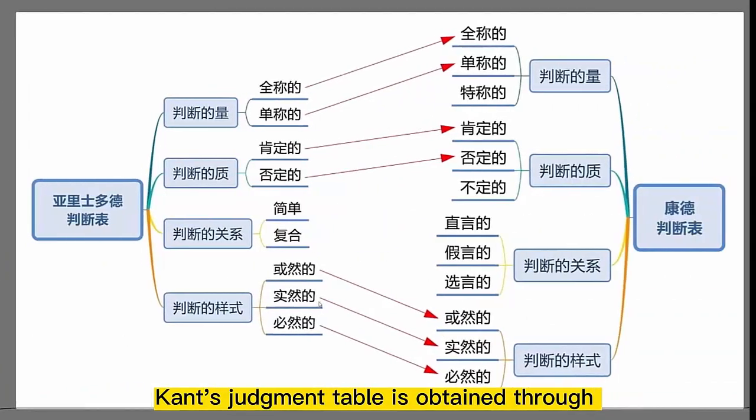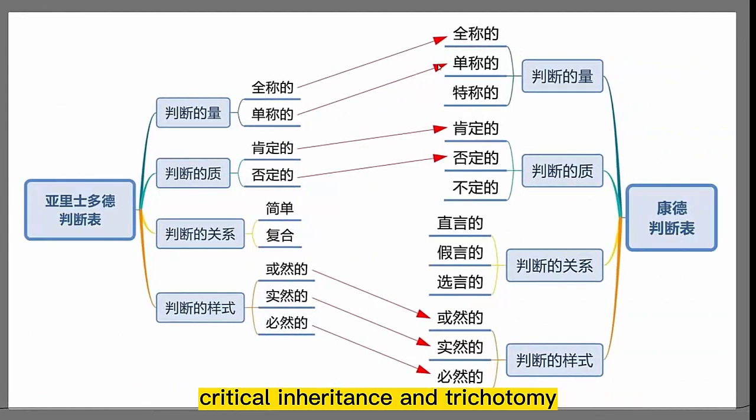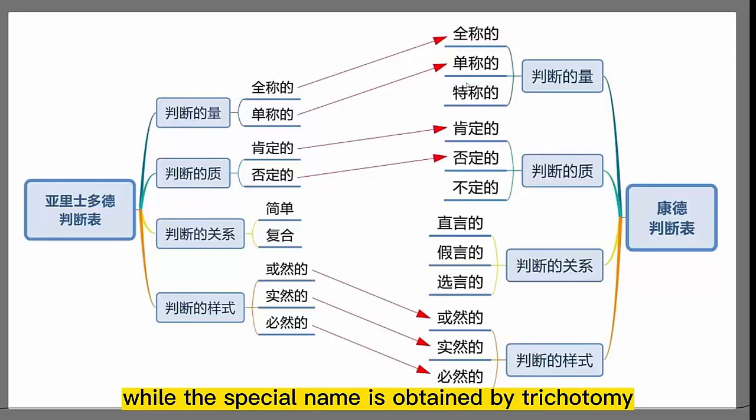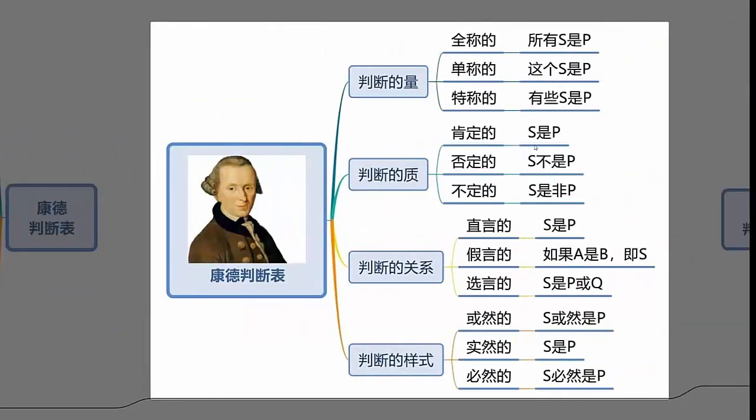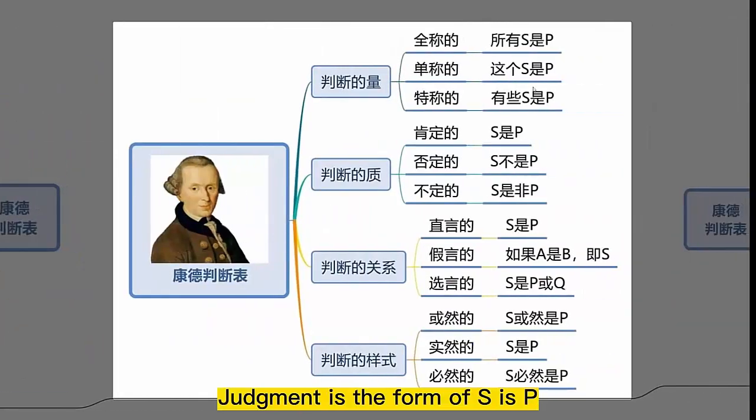Kant's judgment table is obtained through critical inheritance and trichotomy, and the judgment quantity has both universal and single terms, while the special name is obtained by trichotomy. Universal judgment is the form of S is P, all S is P. For example, all swans are white.